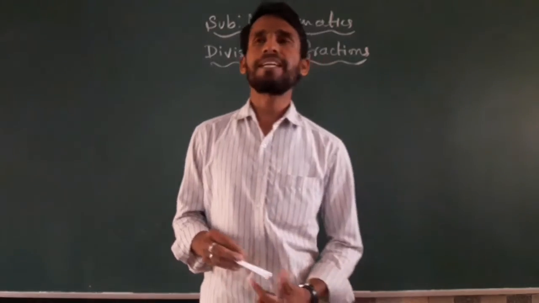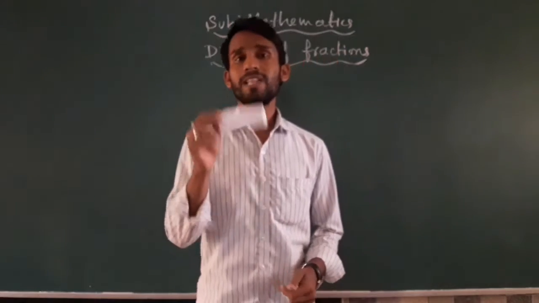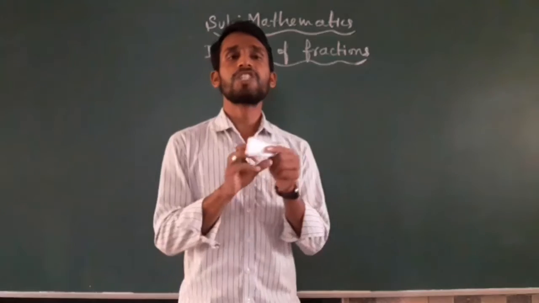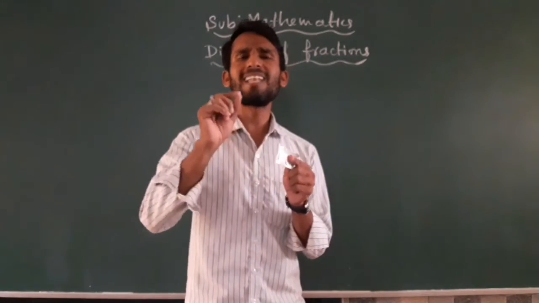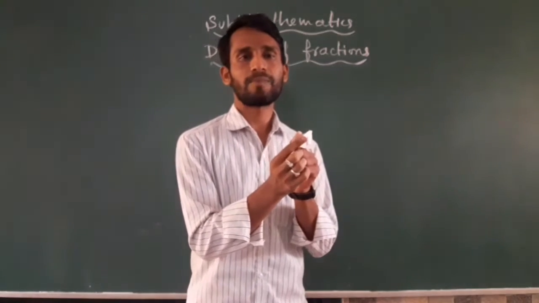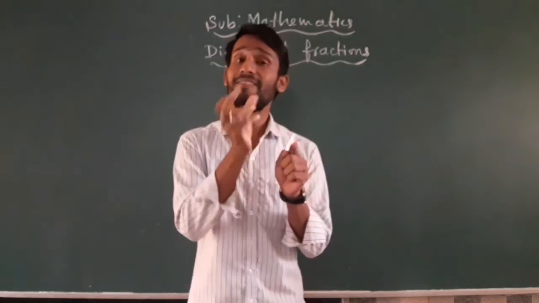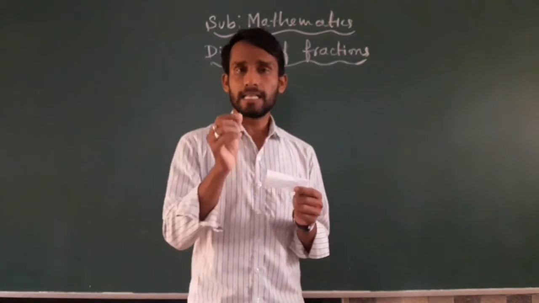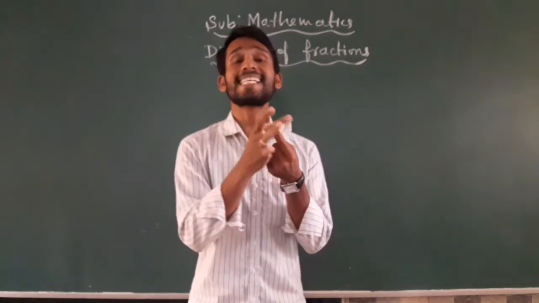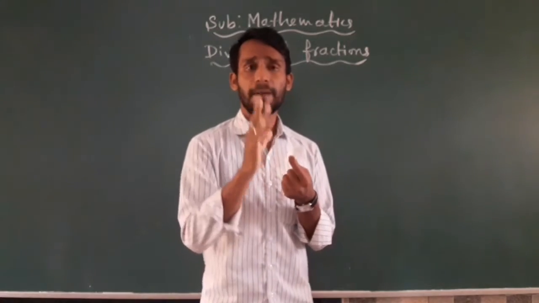Dear students, I am taking one small example. Padmavati has a paper of length 6 centimeters. She cuts this paper into smaller pieces of length 2 centimeters each. How can we find out how many pieces she will get? Dear students, this is very easy. This is 6 centimeters. When we divide 6 centimeters by 2 centimeters, we get 3 pieces of paper.